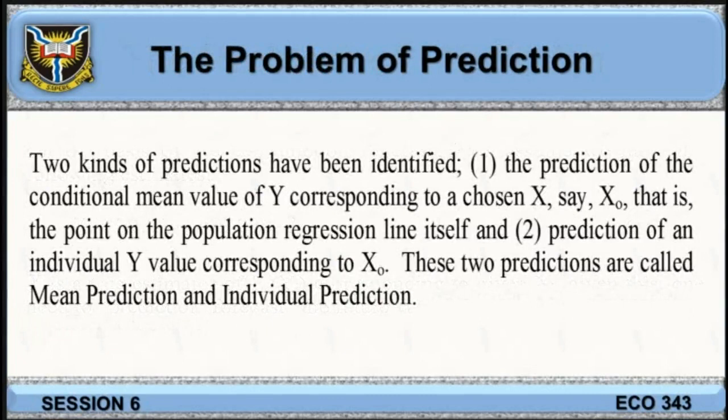1. The prediction of the conditional mean value of Y corresponding to a chosen X, say X0, that is, the point on the population regression line itself. And 2. Prediction of an individual Y value corresponding to X0. These two predictions are called mean prediction and individual prediction.